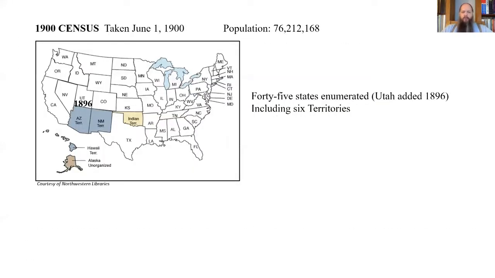The final census that we're going to talk about in part two is the 1900 census. We go back to that same date of June 1st, 1900. The population by this time is more than 76 million individuals. There are now 45 states enumerated. And since the previous decade of 1890, the only additional state that's added is Utah, which is added in 1896.